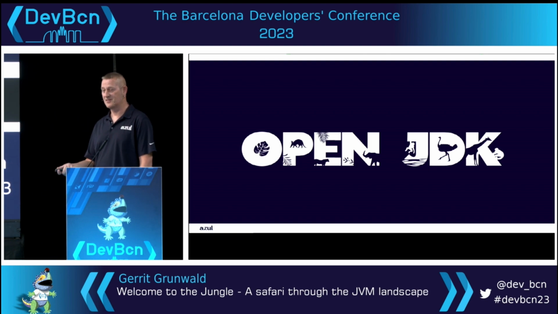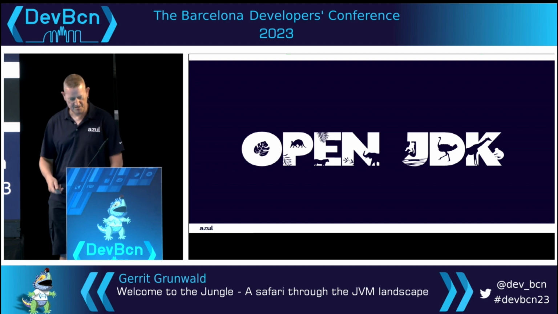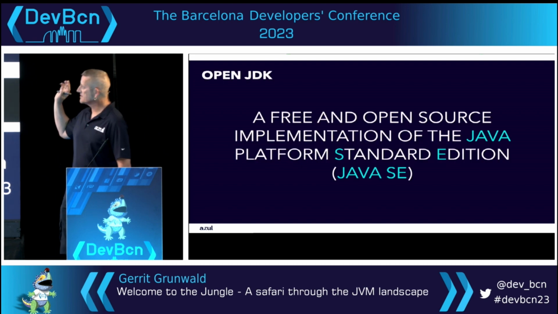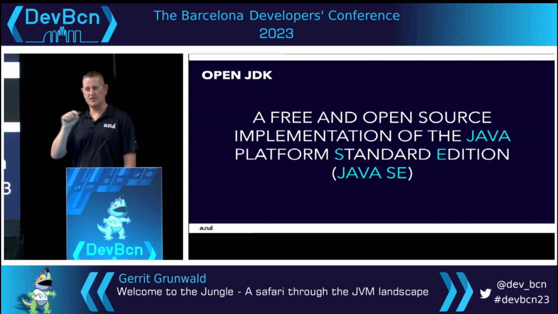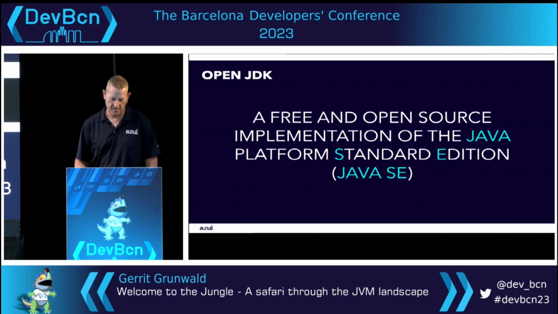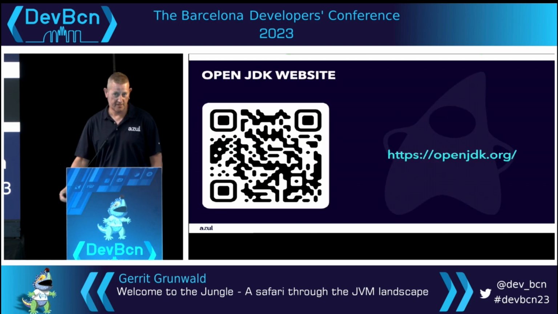Which is a difference, because when people approach us at the booth and you ask them, what JVM are you running? Oh, OpenJDK. Oh, of course OpenJDK. But this is a free and open source implementation of the Java Platform Standard Edition, or shortly Java SE. You probably heard that. And it has a website that you can find here, openjdk.org.